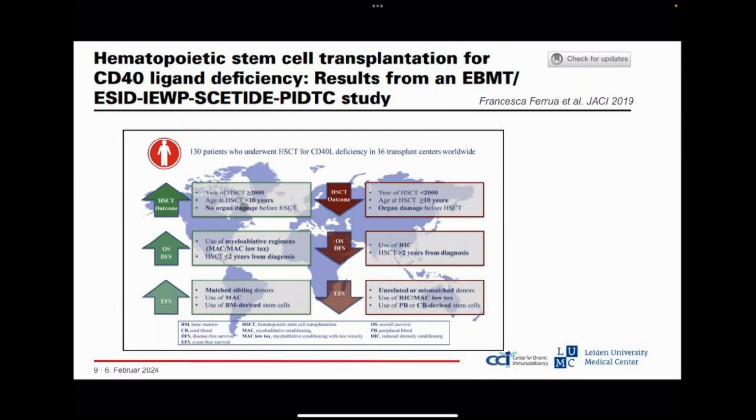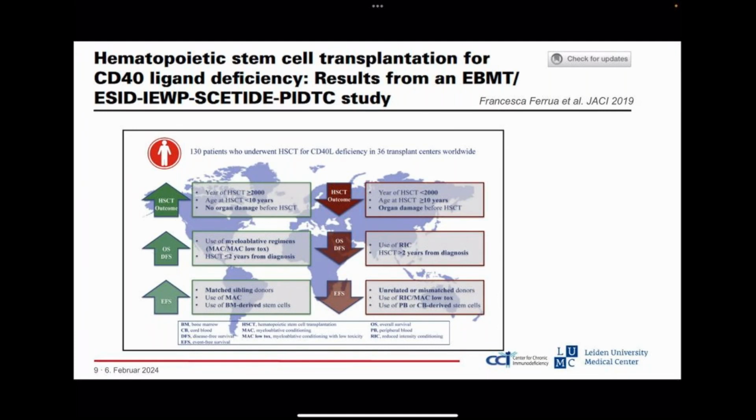Now, our patient did have a severe manifestation with this lung disease, but the disease was quickly identified and treated appropriately, and the patient recovered fully without sequelae, so no significant organ damage. Francesca's data also suggests that overall survival and disease-free survival are quite favorable if you apply a myeloablative regimen in the conditioning process and if you transplant early, within 2 years from diagnosis. Event-free survival was associated with a matched sibling donor, which we did not have in our case, and with the use of bone marrow as a stem cell source.